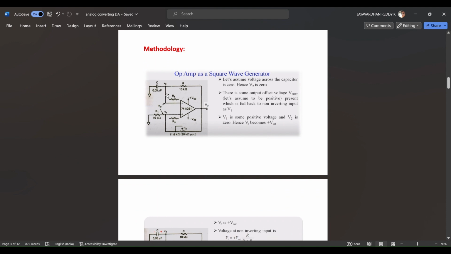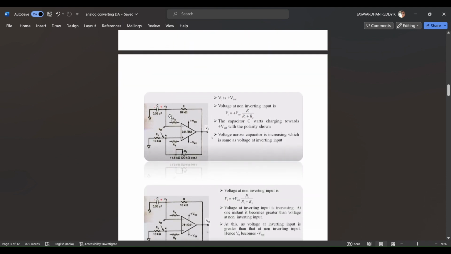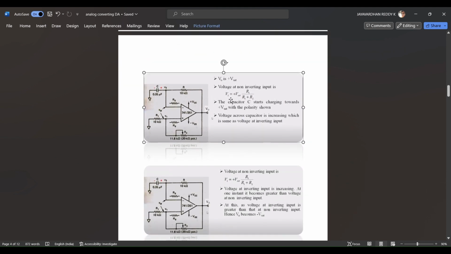It is assumed that the voltage across the capacitor that is connected to the inverting terminal of the comparator is 0. And the output of the comparator is assumed to be the positive offset voltage, which is fed back to the non-inverting terminal of the comparator. Now, the voltage in the non-inverting terminal is given by the expression V1 equals plus Vsat into R1 by R1 plus R2. Now, the capacitor starts charging towards the plus Vsat. The voltage across this capacitor keeps increasing.